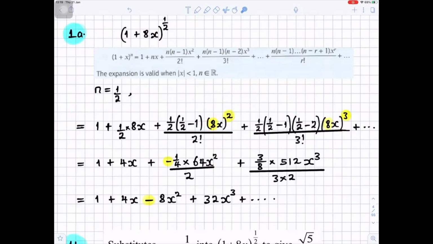And you do the same with n(n minus 1)(n minus 2), and when you come to the x cubed term, it would be (8x) cubed, so 8 cubed and then x cubed. When you put that in your calculator, you will get 1 plus 4x minus 8x squared plus 32x cubed.